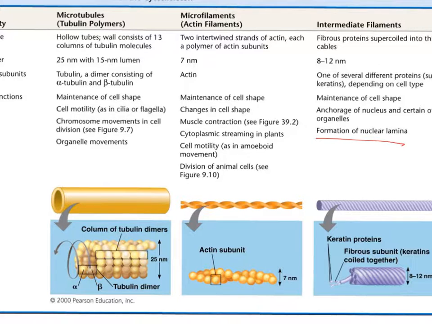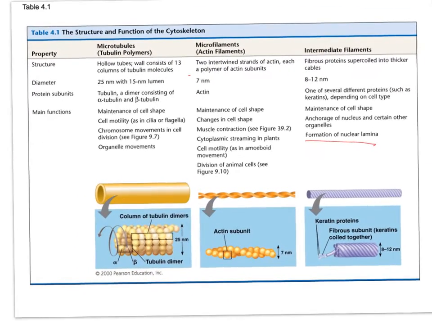Yes. These intermediate filaments give this lamina structure to the shape of the nucleus. It's like a netting that gives it structure. It helps maintain cell shape as well. And really a big one, the anchorage of the nucleus and certain other organelles to the cell.